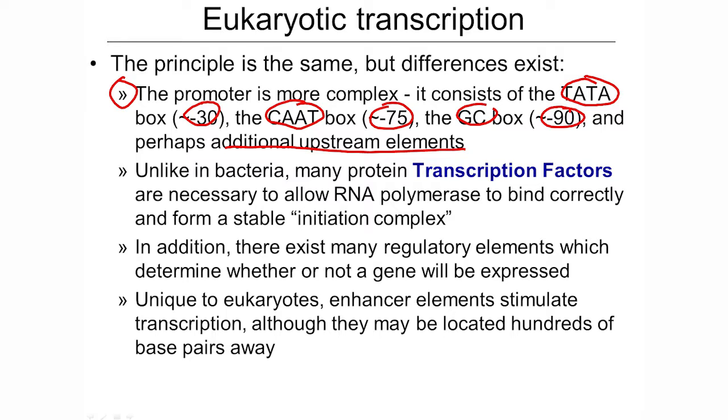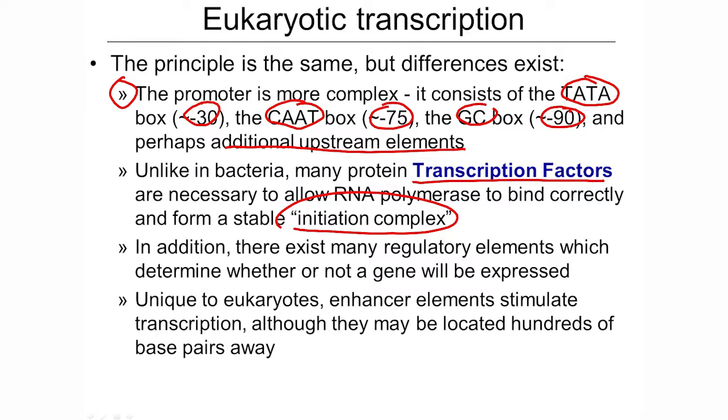I don't know how complicated you're going to get, but in bacteria, RNA polymerase can bind right to the promoter without any additional proteins being present. In eukaryotes, other proteins called transcription factors are necessary to be bound to the DNA to interact with RNA polymerase to allow it to bind in a stable and correct orientation. And this whole complex of RNA polymerase, transcription factors, and the DNA is referred to as the initiation complex.